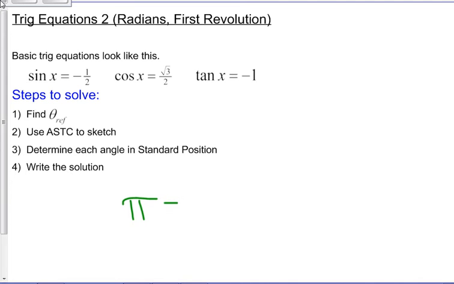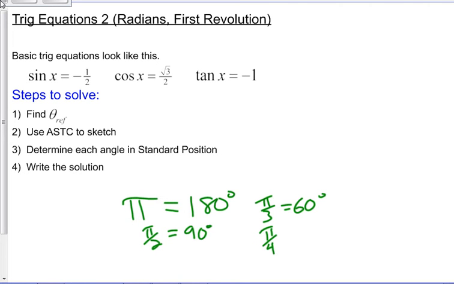The basic equivalency is that pi radians is 180 degrees. And it follows from that pi over 2 is going to be 90, and so on. And so these would be all the important ones to know.